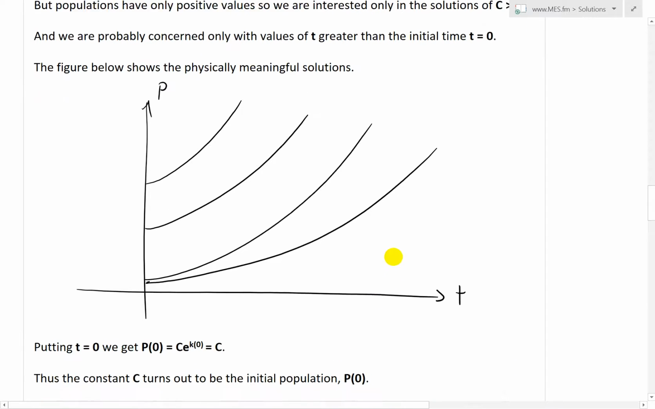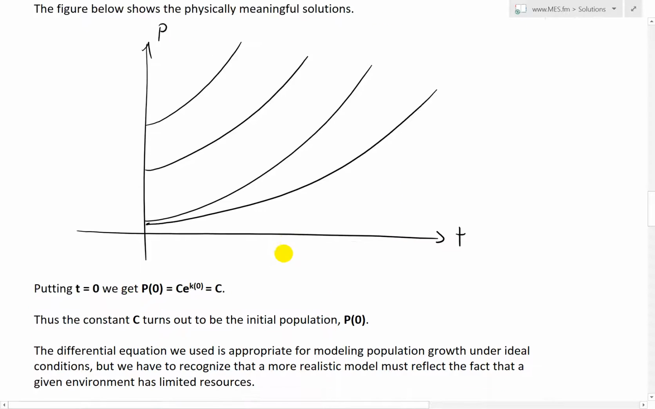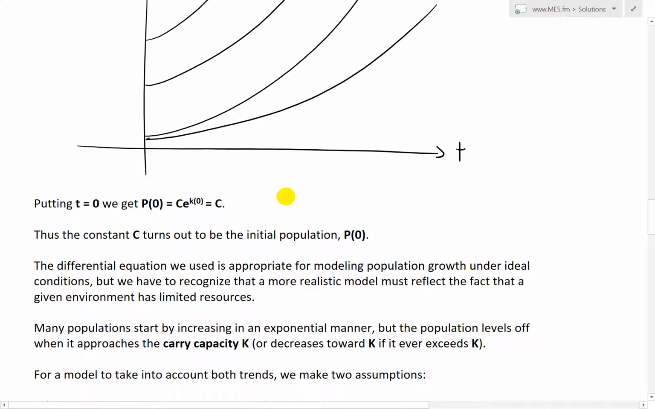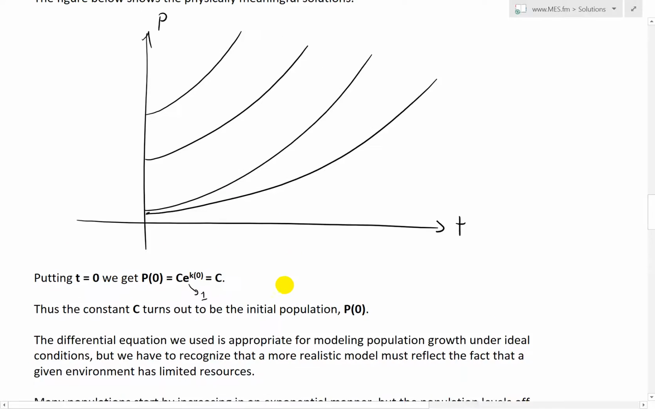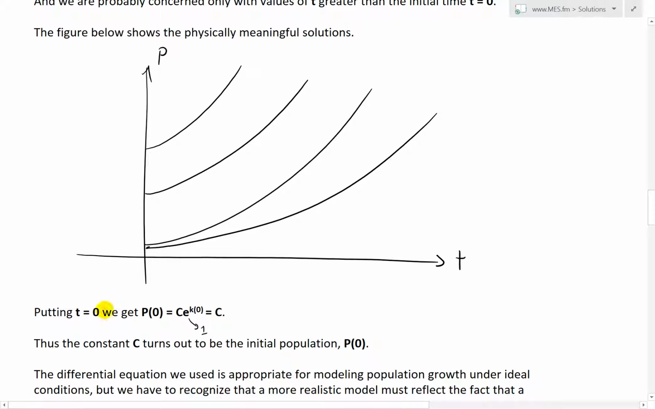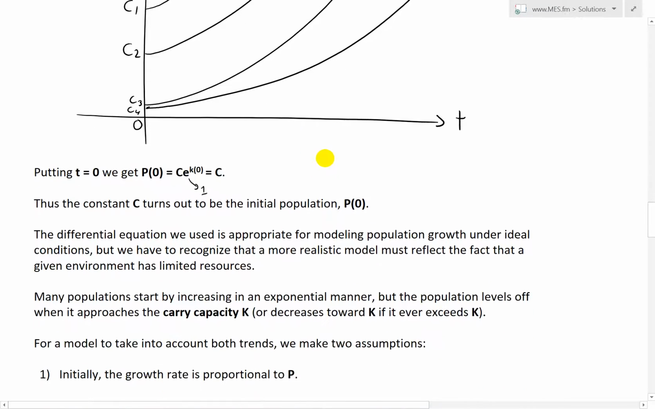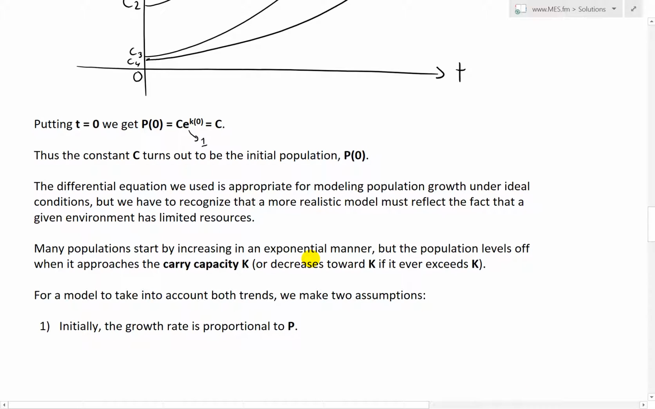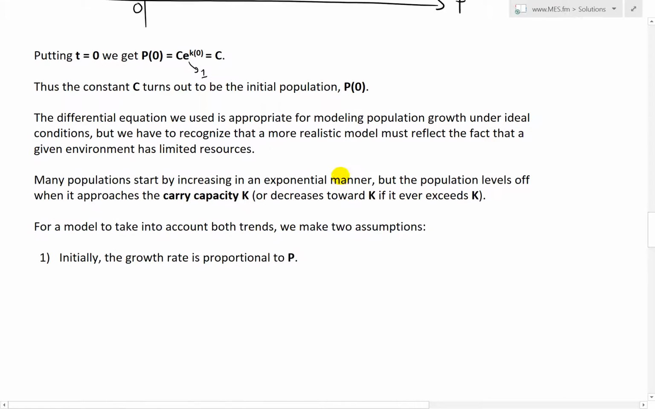And also what's interesting is if we put t equals 0, what we end up having is P of 0 equals C e to the k times t, and t is 0 now. And e to the 0 is 1, so we have P of 0 equals C. So all these at time 0, what we end up having is C1, C2. These are just different constants. Thus the constant C turns out to be the initial population P of 0.